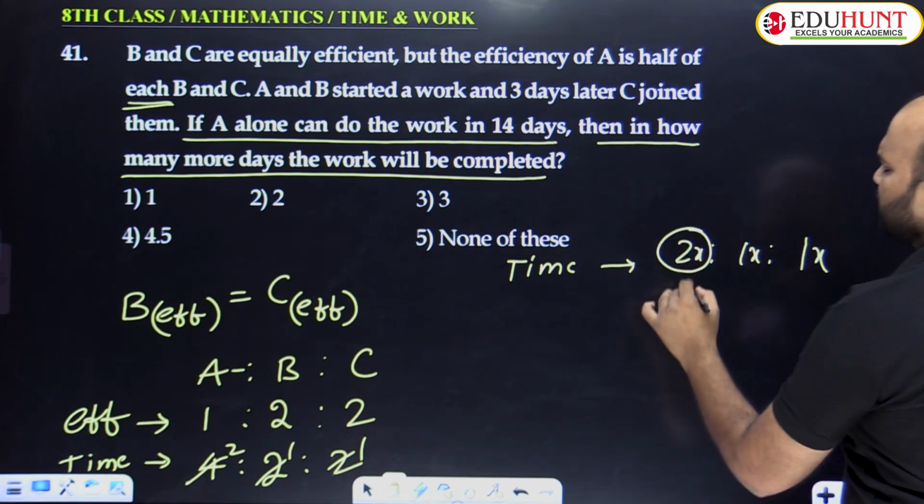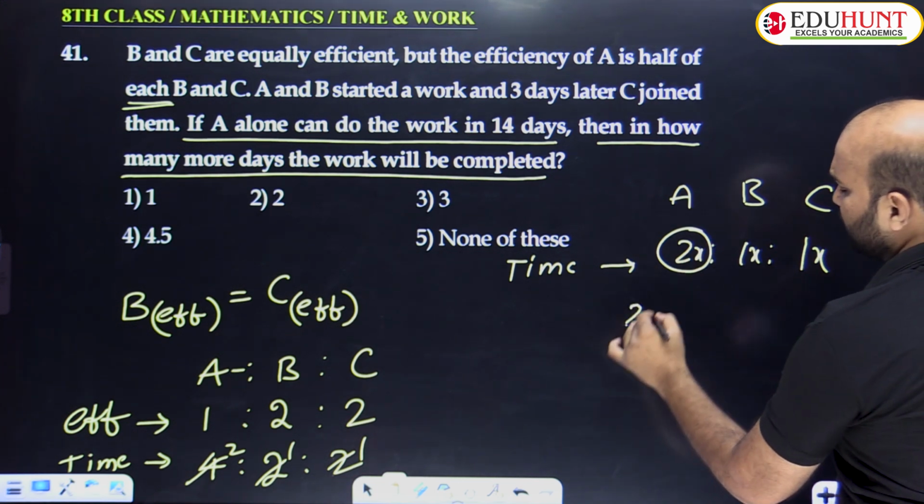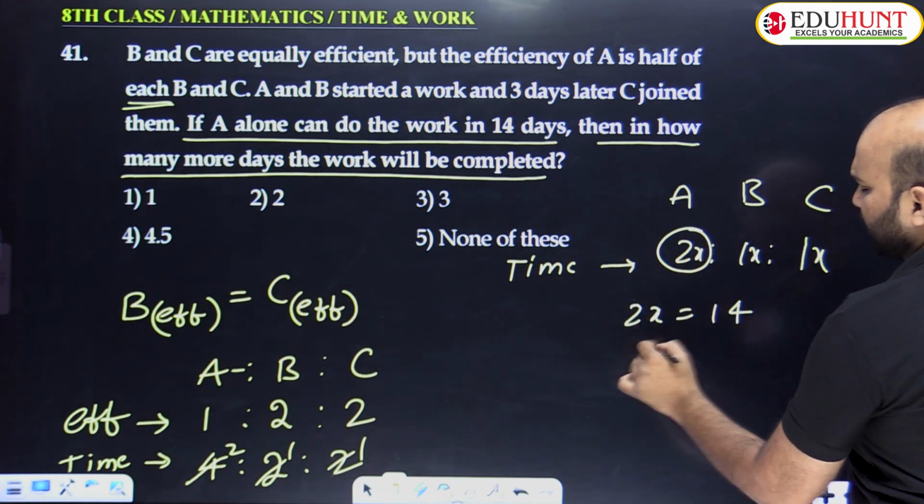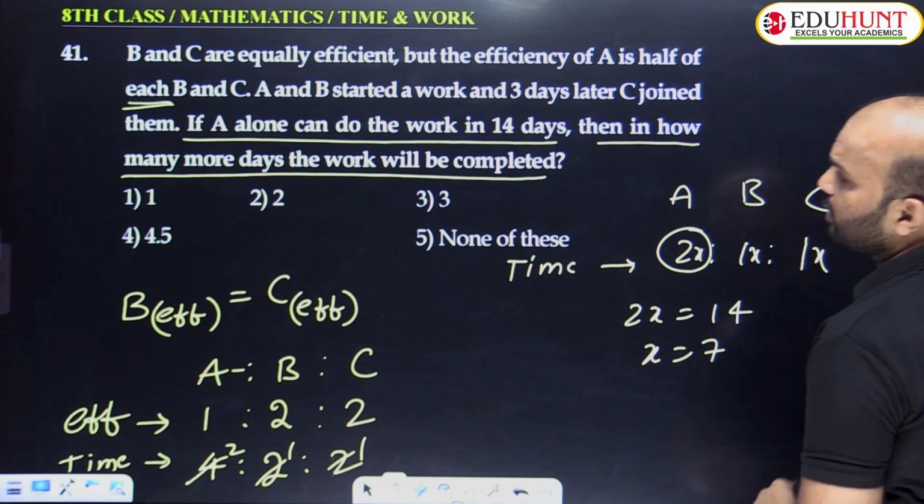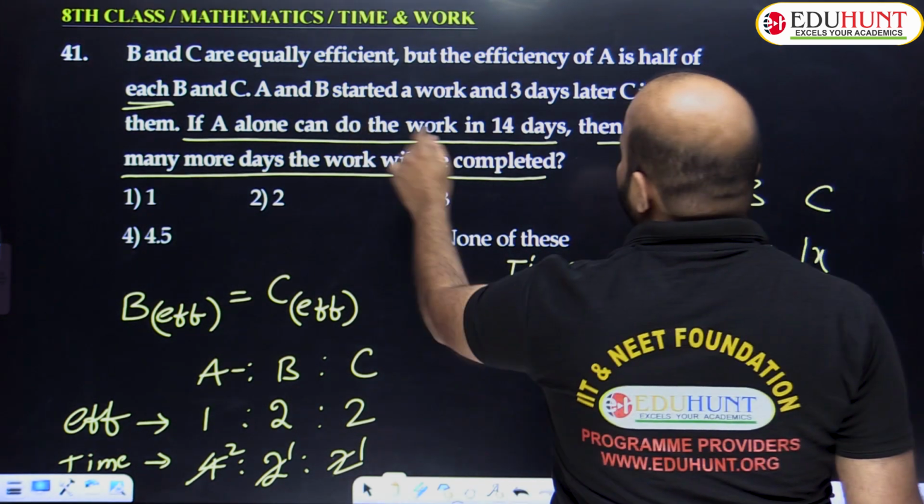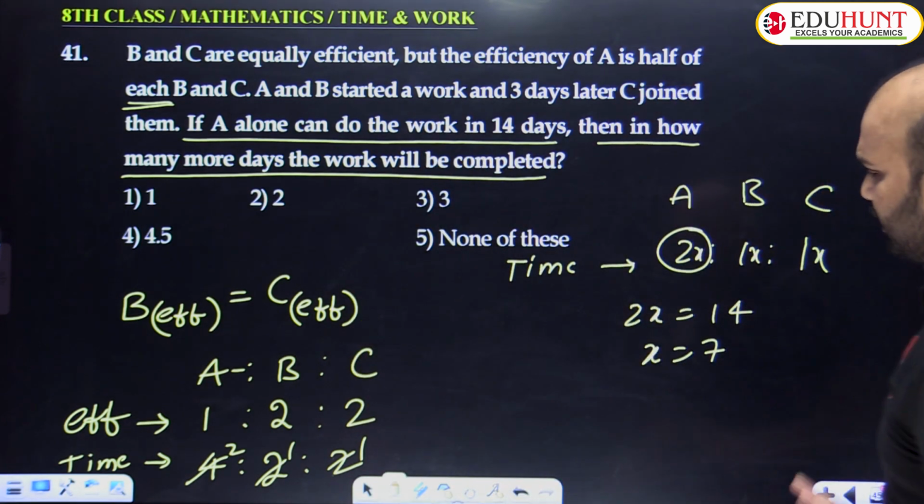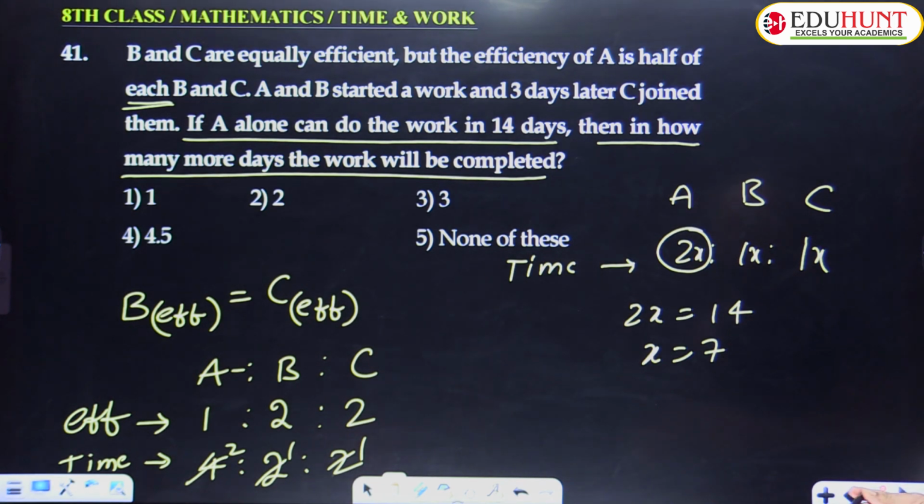A alone can do a piece of work in how many days? A alone can complete the work in 14 days, nothing but 2x value, already given 14 days. Therefore x equals 7. But what I am asking is, A and B start the work and 3 days later C joins them. So first we have to calculate individual works.